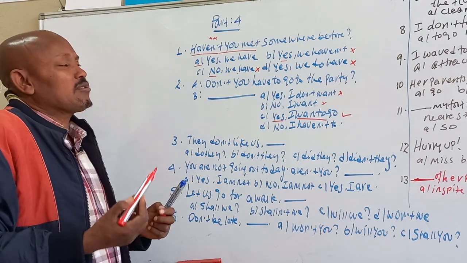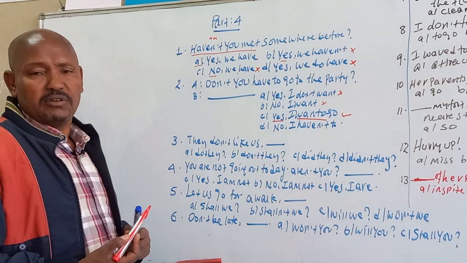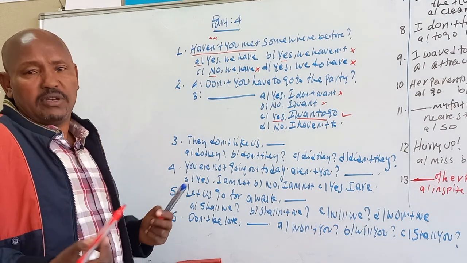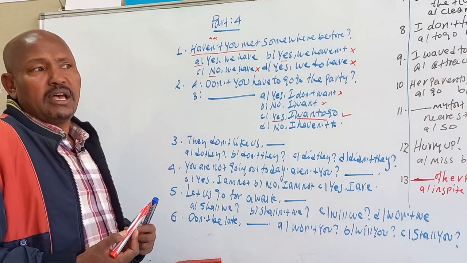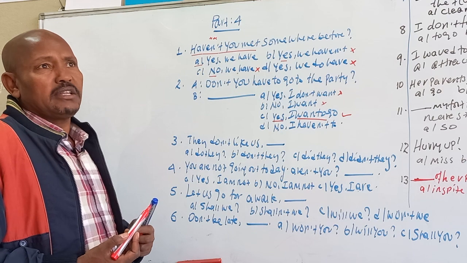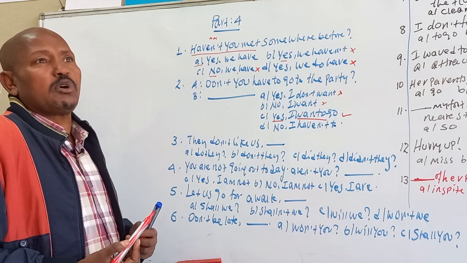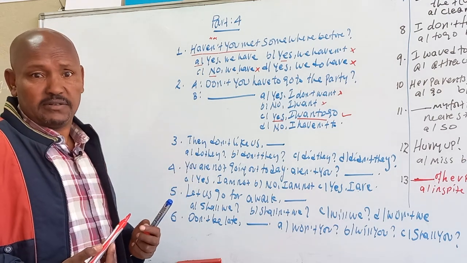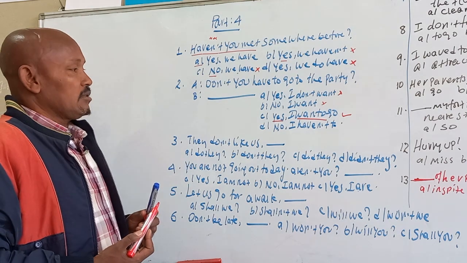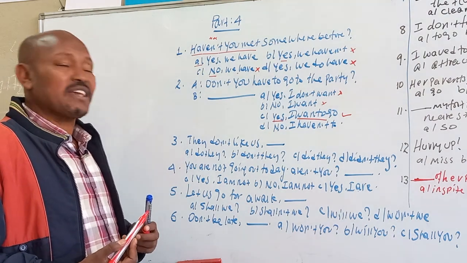So, don't you have to go to the party? Yes, I want to go. No, I don't want to go. Yeah, no, I don't want to go. I don't have any time. I don't have anything which pushes me to go to the party. So we can answer like this. Great. So these are the ways that you answer such kind of question.